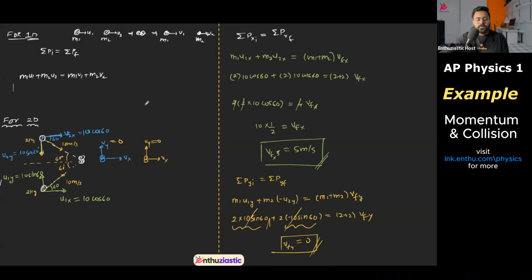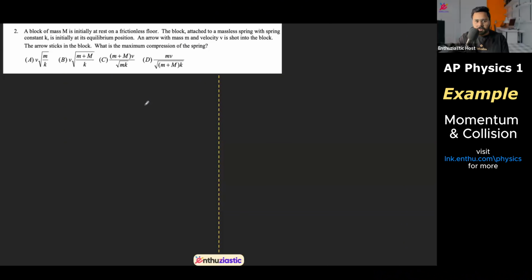All right, so we have a block of mass m initially at rest on the frictionless floor. The block is attached to a massless spring with a spring constant k, initially at its equilibrium position. An arrow with a mass m and velocity v is shot into the block. The arrow sticks in the block. What is the maximum compression of the spring?